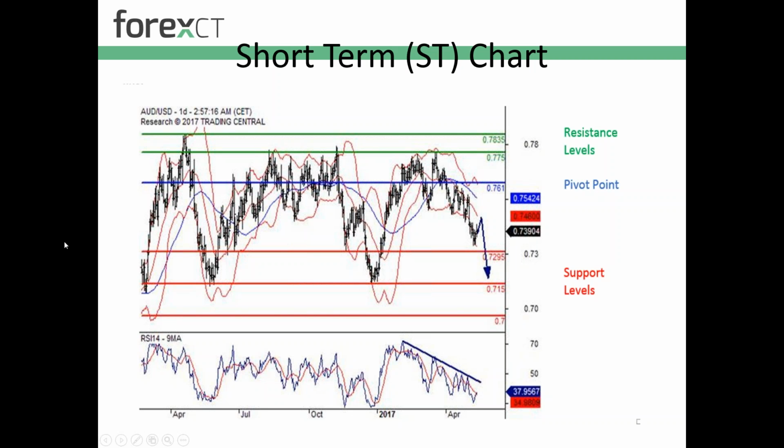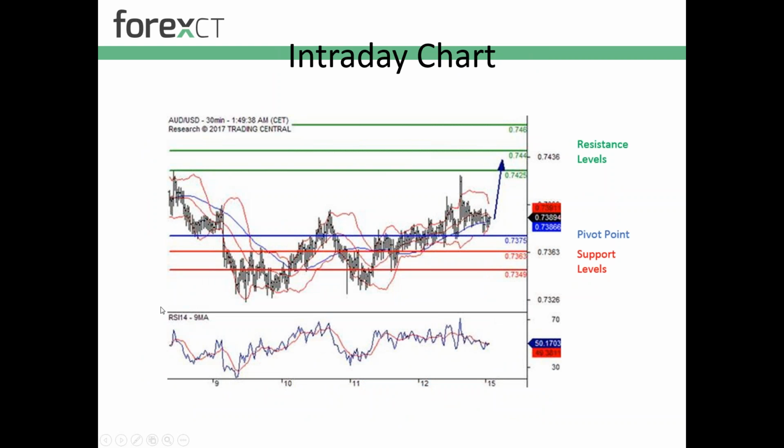Now, this is an example of an intraday chart. As you can see, the period is much shorter. It's only 30 minutes as opposed to a day.